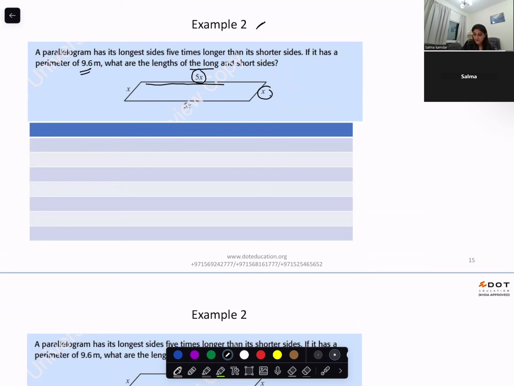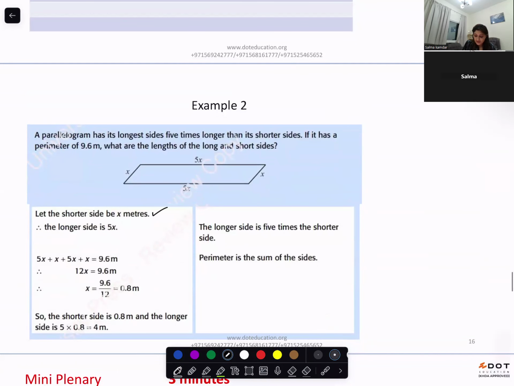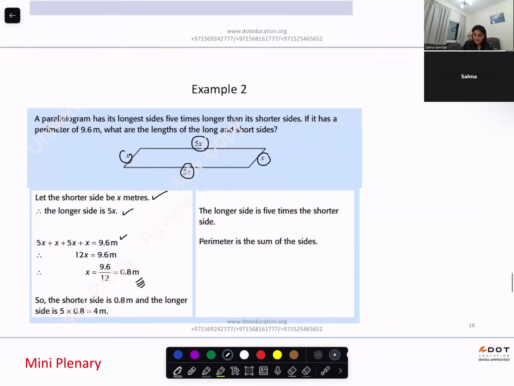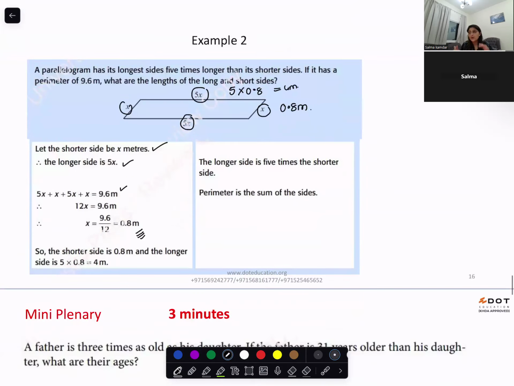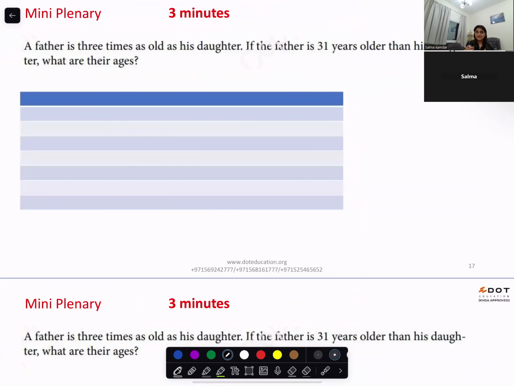Perimeter means what? Sum of all the sides. So I would say the short side is x, long side is 5x. Sum of all the sides, that means 5x plus 5x plus x plus x is 9.6. I would get the value of x. Okay. So my shorter side is 0.8 meter and the longer side would be 5 times x, that is 5 times 0.8. That would give me 4 meter. This is how we make equations and we solve sums related to equations.